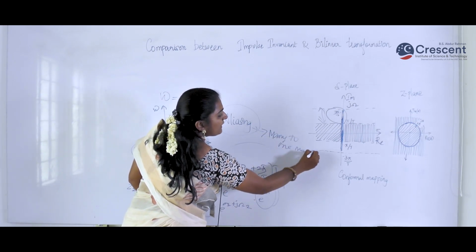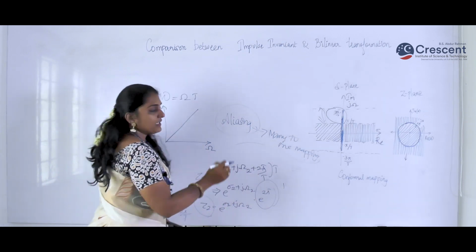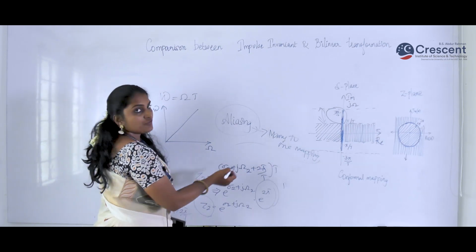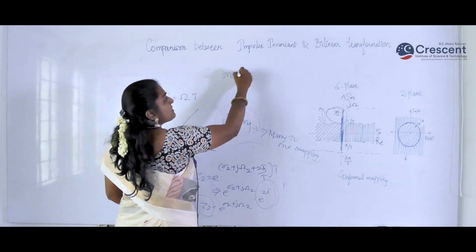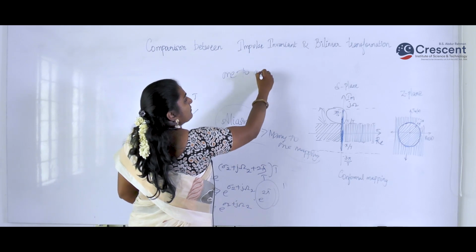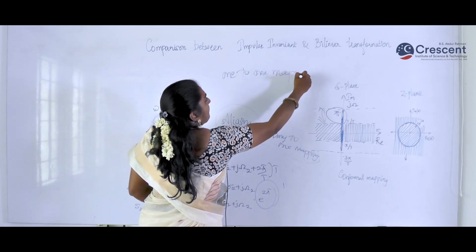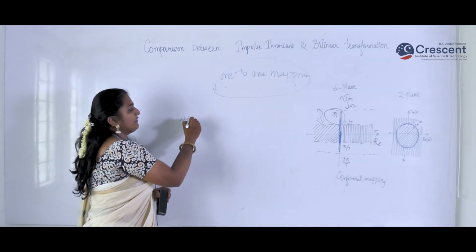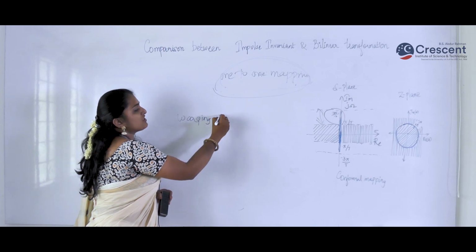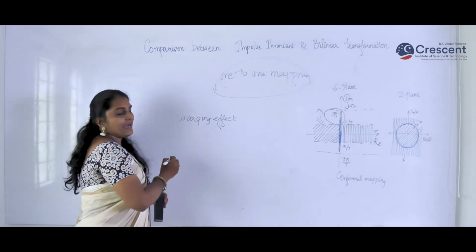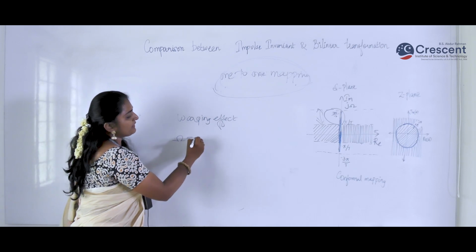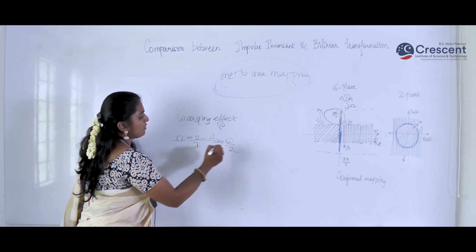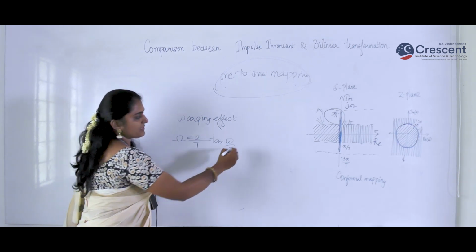This is a drawback of the impulse invariant transformation, but this problem does not arise in the bilinear transformation. So the advantage of the bilinear transformation is it has one-to-one mapping. But the drawback of the bilinear transformation is the warping effect. That is, the non-linear relationship between the analog frequency and the digital frequency, and it is given by the relation omega is equivalent to 2 by t tan of omega by 2. So this leads to the non-linear response.